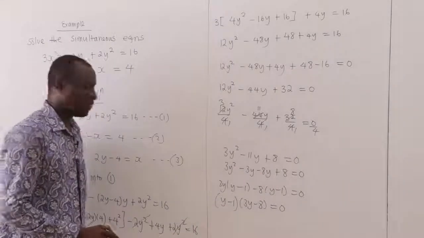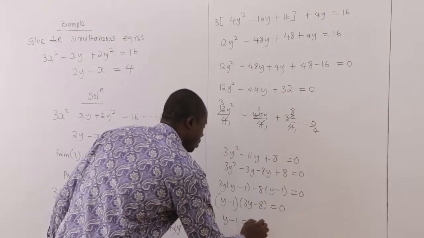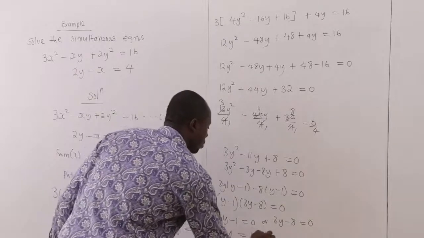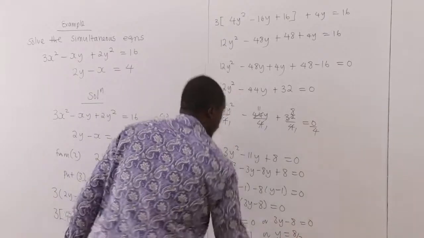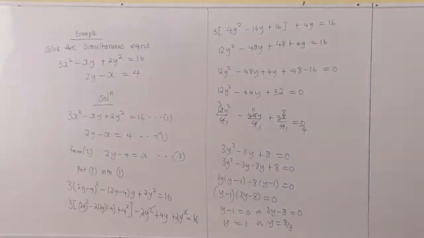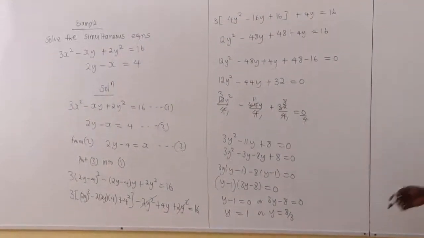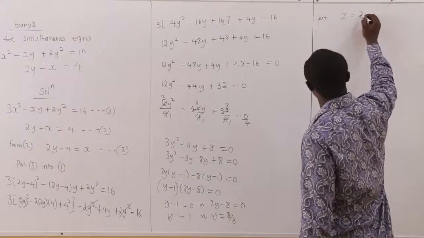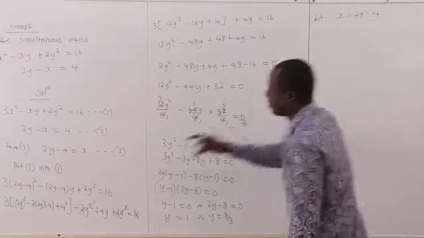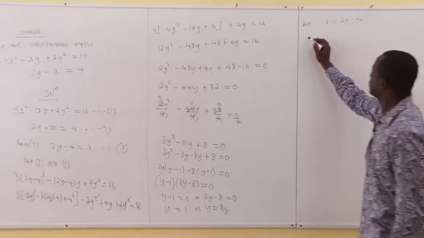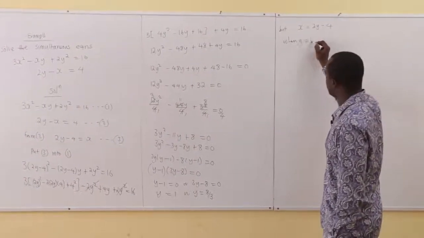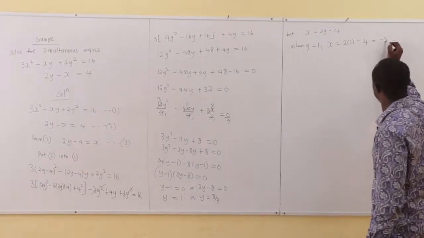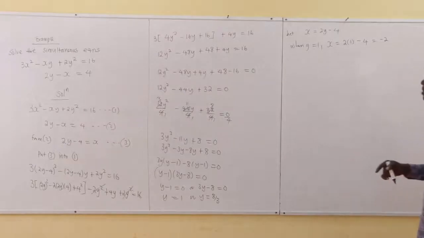From here, we use the null factor principle. y minus 1 equal to 0, or 3y minus 8 equal to 0. y equal to 1, or clearly, y is equal to 8 over 3. So these are the values of y. We need to find the corresponding values of x. But what do we know? We know that x is equal to 2y minus 4. So when y is 1, x is equal to 2y minus 4, which gives us 2 minus 4, that's negative 2.